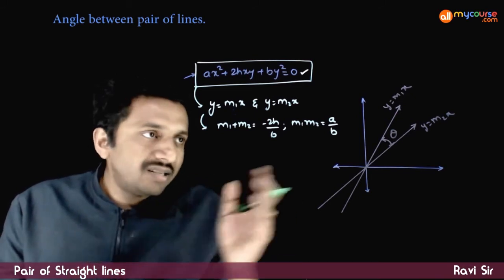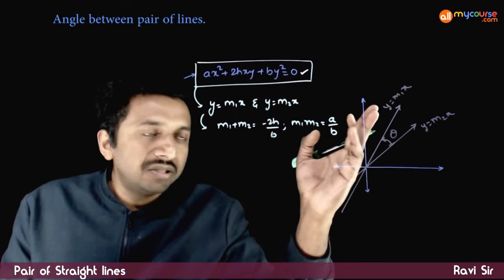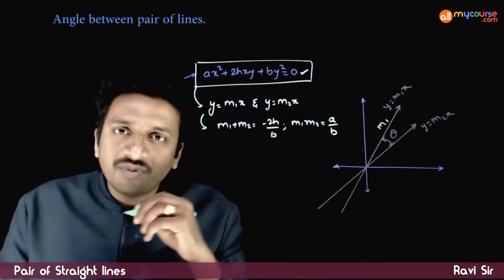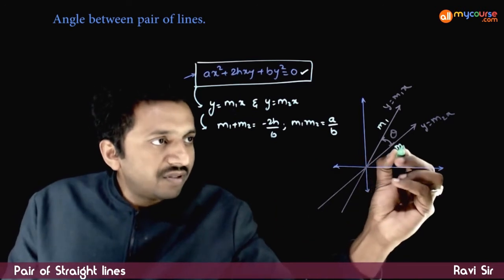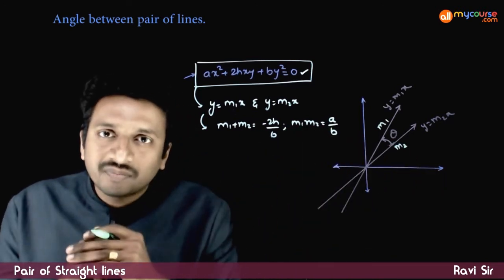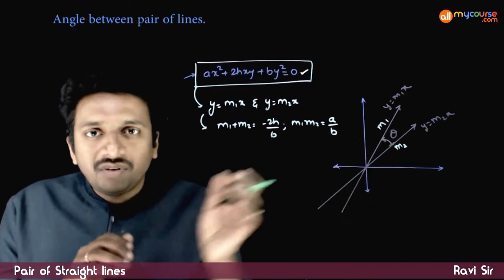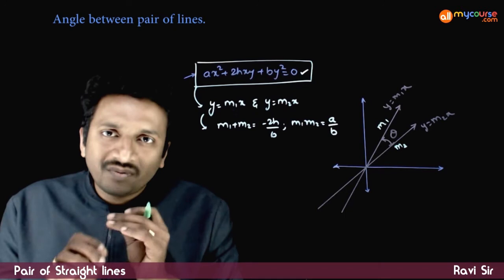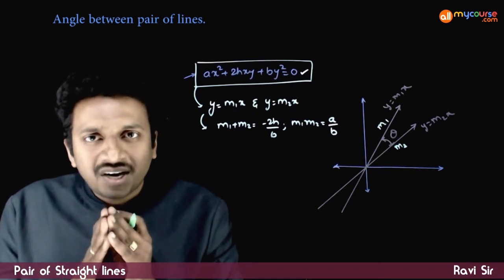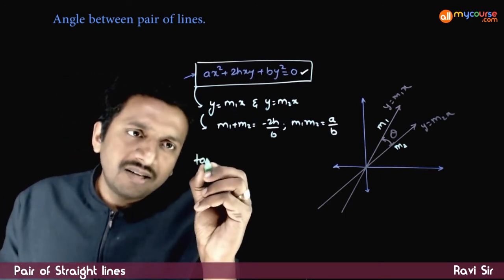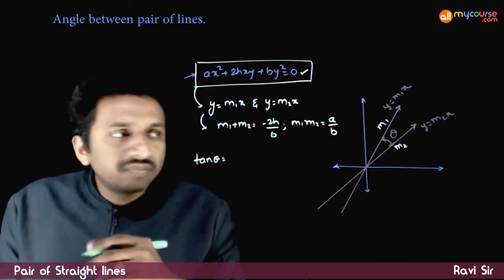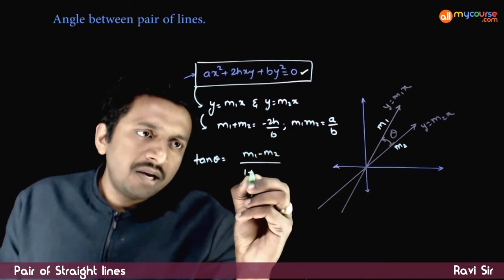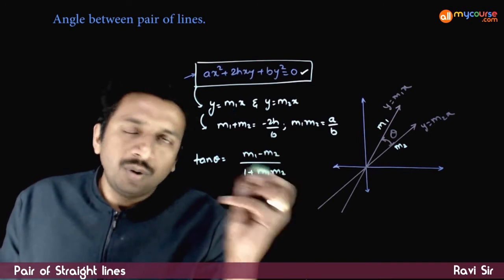As you can clearly see, one line has the equation y equal to m1x. That means the slope of the first line is m1 and the slope of the second line is m2. So what is the angle between two lines whose slopes are m1 and m2? We have seen this in the topic of straight lines. So tan theta is equal to (m1 minus m2) by (1 plus m1 m2), right?